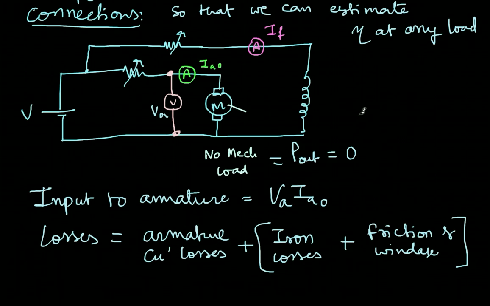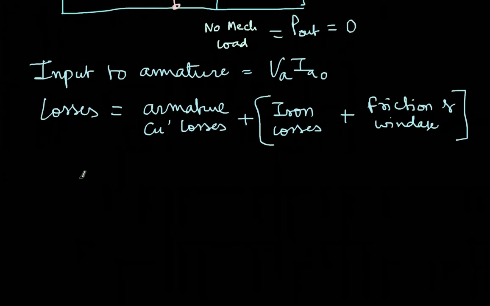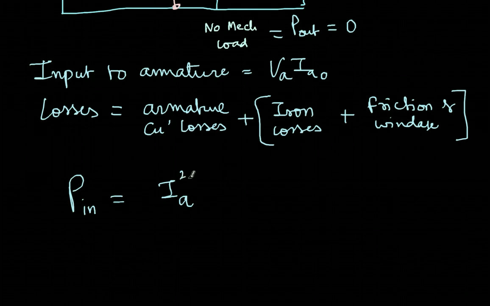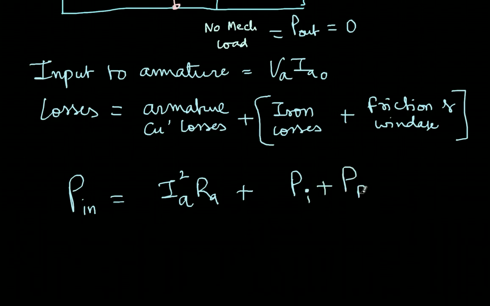So what is the armature copper losses? P input is equal to armature copper losses, which is nothing but Ia square Ra, plus, let's call this as Pi iron losses, plus PFW friction and windage losses. Like this. Now I can measure this part, and notice that here I am not using IA naught, because I want to estimate what will be the iron losses and friction losses under full load conditions. So under full load conditions, armature input I know, armature current I know. Now armature resistance I can always measure. I can just take an ohm meter, connect to the armature terminals, and measure the resistance of the winding. So from all these things, I can find out the losses.